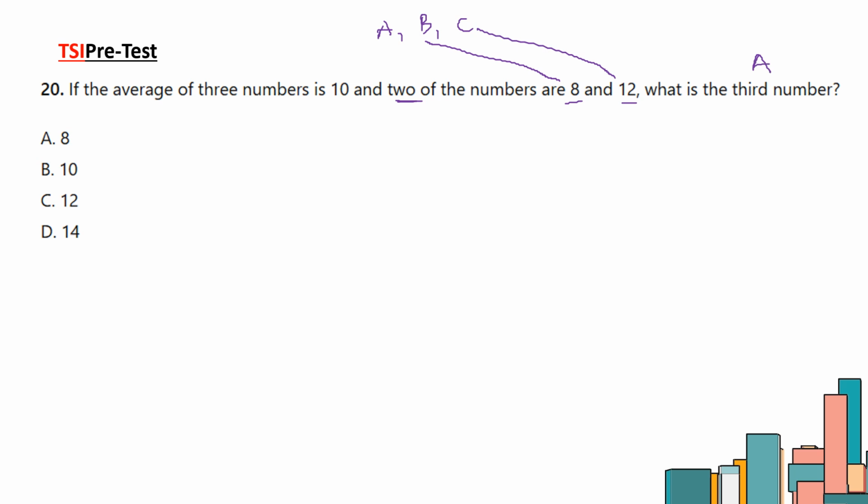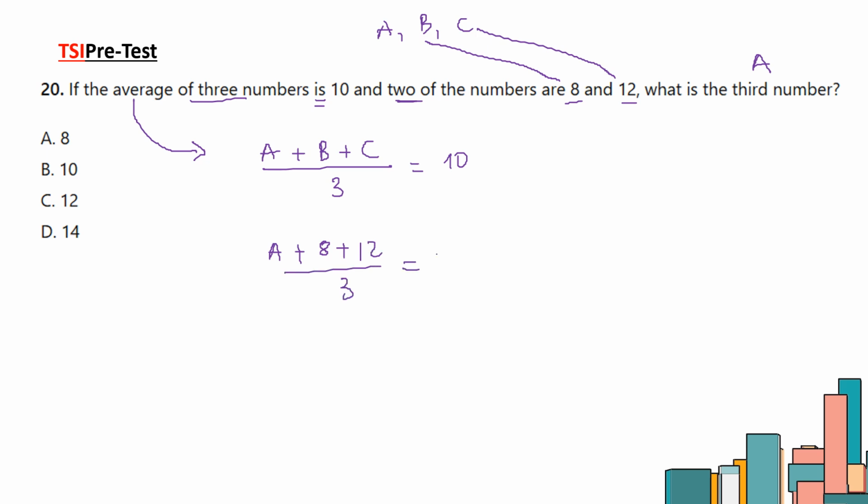Okay, so we find the average by taking A plus B plus C all over 3, because the average of 3 numbers equals 10. Average means you add them all up and then you divide by 3. Okay, so now plug in: A is the unknown plus B is 8 plus C is 12, over 3, equals 10.